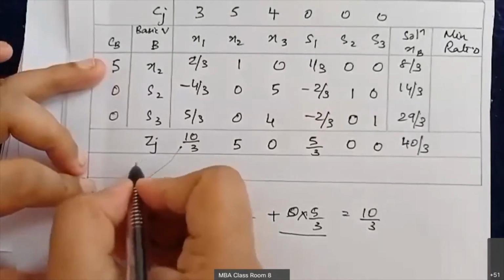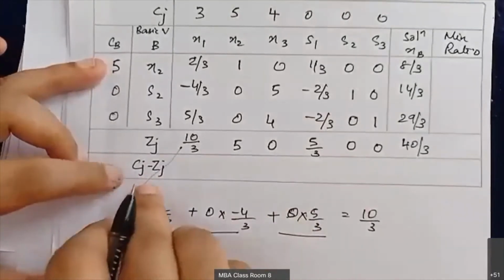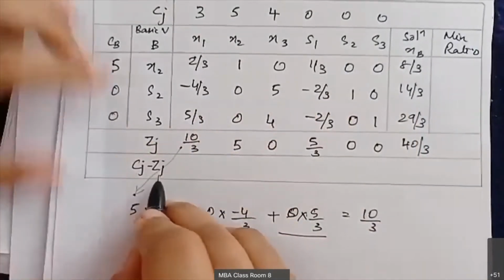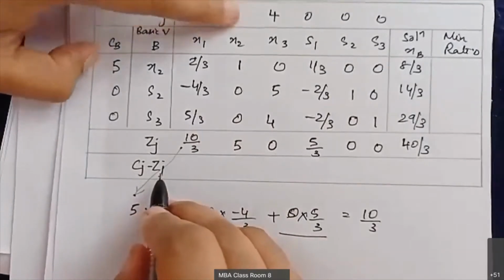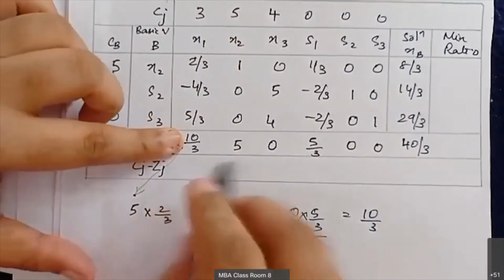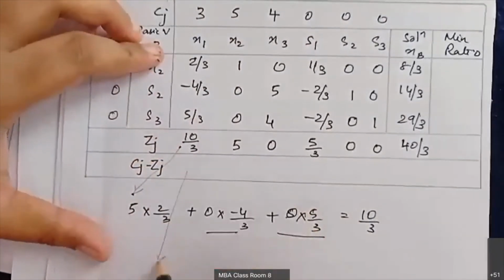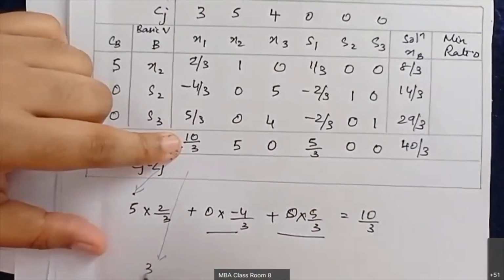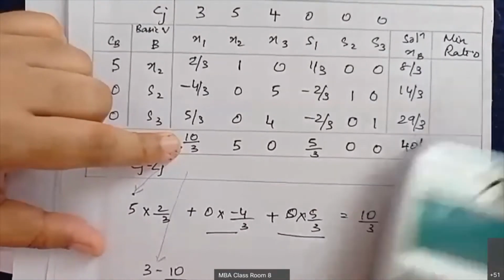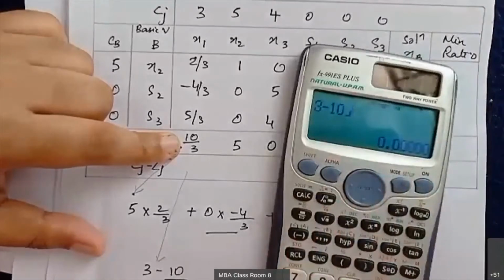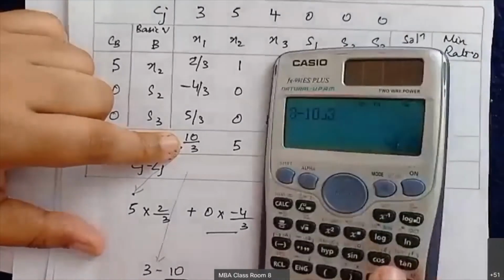Next, what do we do? Next step, we have to calculate Cj minus Zj. See, this is the same repetition. Everywhere you are going to repeat the same steps. There is no change. This is our Cj value: 3, 5, 4, 0, 0, 0. You have to subtract each Zj from these. So over here, this value will become 3 minus 10 by 3. Go to your calculator: 3 minus 10 divided by 3 is equal to minus 1 by 3.